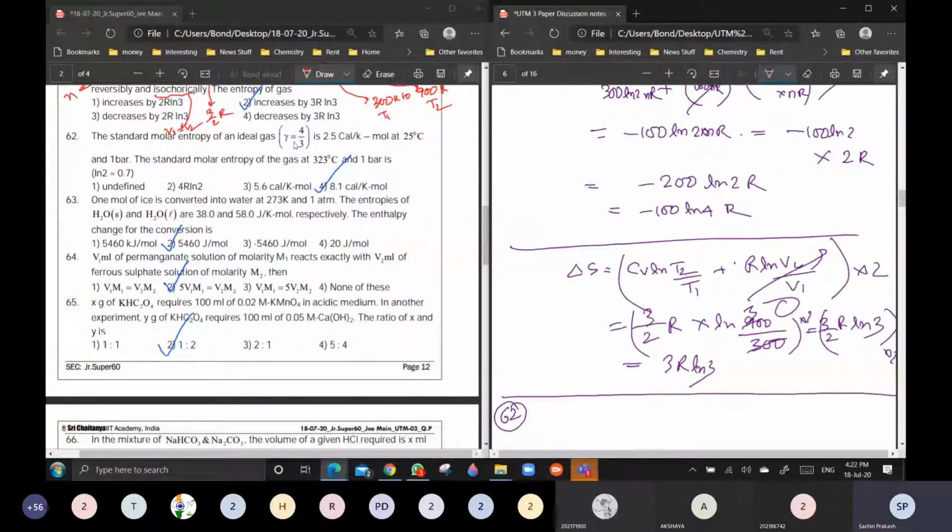Okay, in 62 it is given that gamma is 4 by 3, and it is 2.5 calorie per Kelvin mole at 1 bar. What is the standard molar entropy of the gas at 323 degrees centigrade and 1 bar?